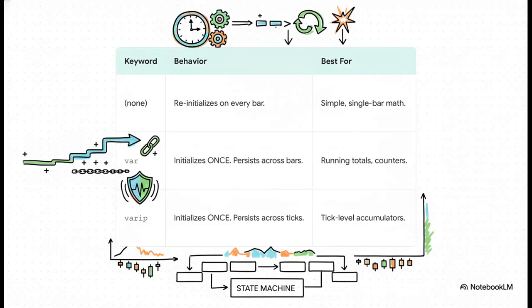Well, we use special keywords. With no keyword, as we just saw, a variable is amnesic. It resets on every bar. But look at the next row. Using the var keyword tells Pine Script to initialize that variable only once on the very first bar of the chart, and then carry its value forward across all the following bars. This is the absolute key for things like running totals or state machines. And then there's varip, which goes even a step further. It's totally immune to that rollback process on the live bar, so its value persists even between price ticks.